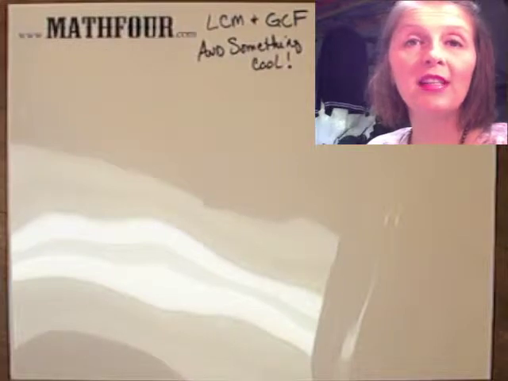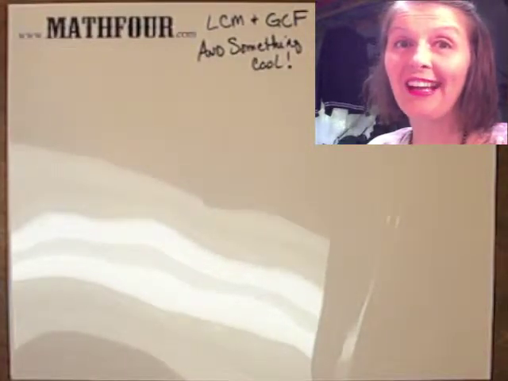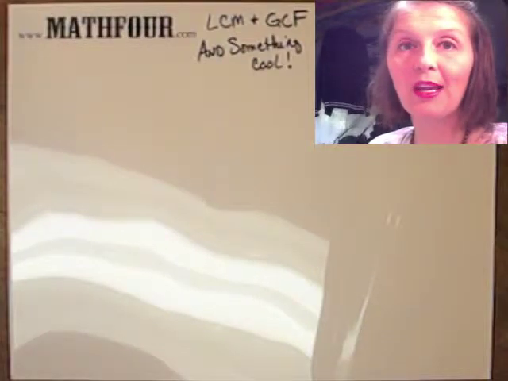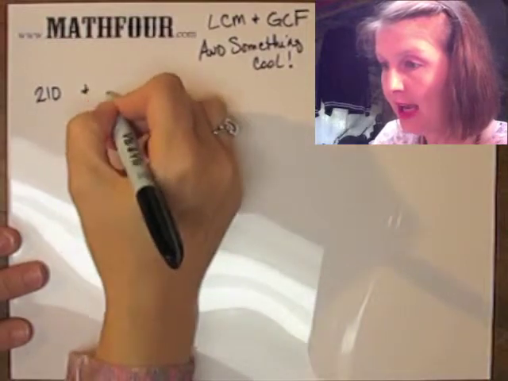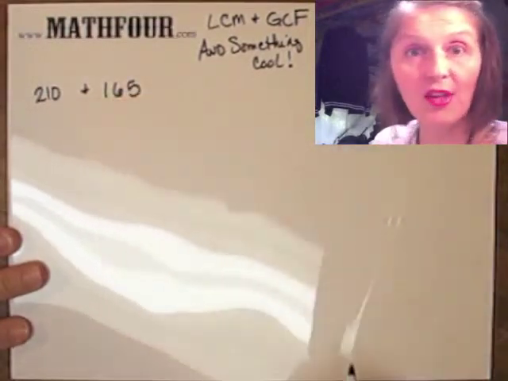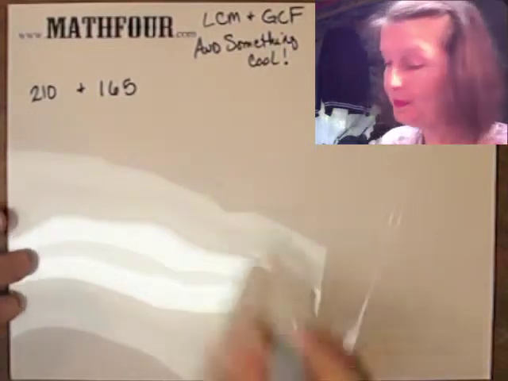Here talking about least common multiples and greatest common factors and something really kind of nifty about those. So we're going to start with the numbers 210 and 165. So we want to find the greatest common factor and the least common multiple of both of those.